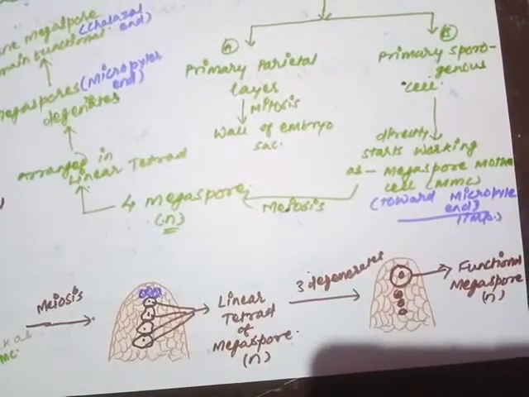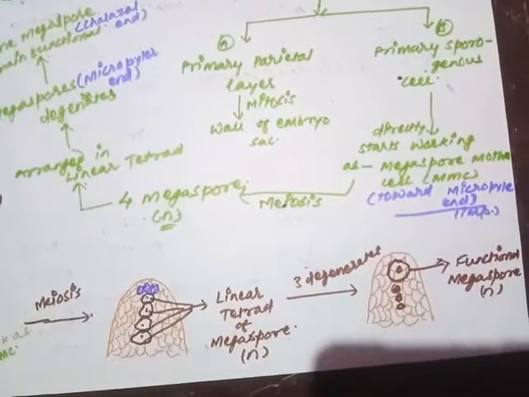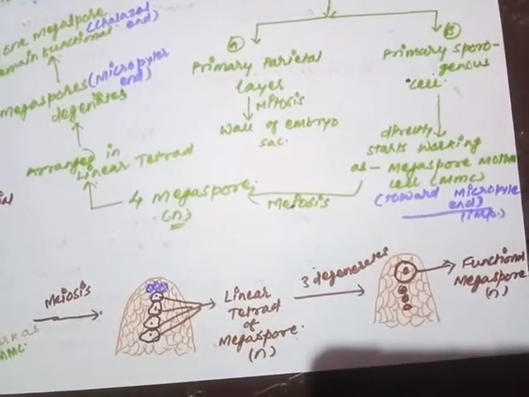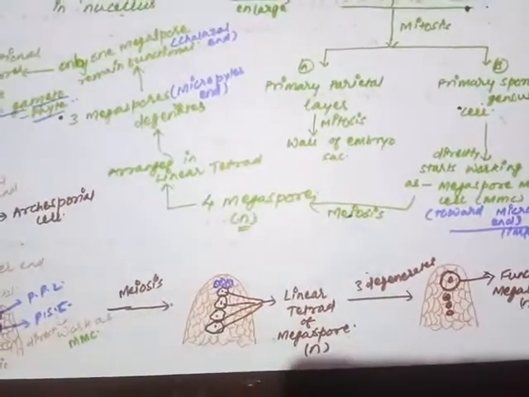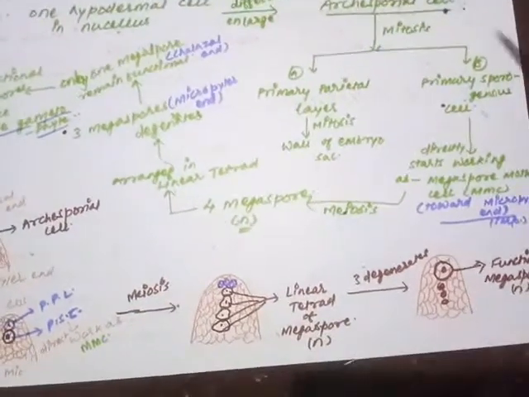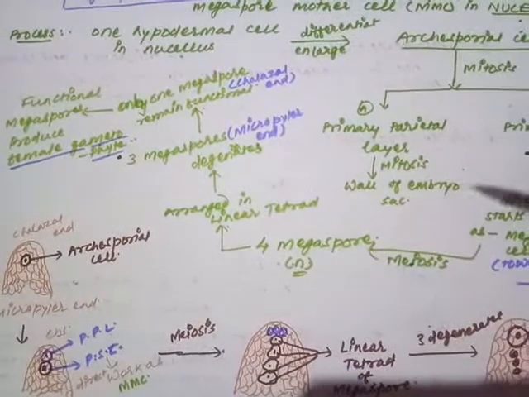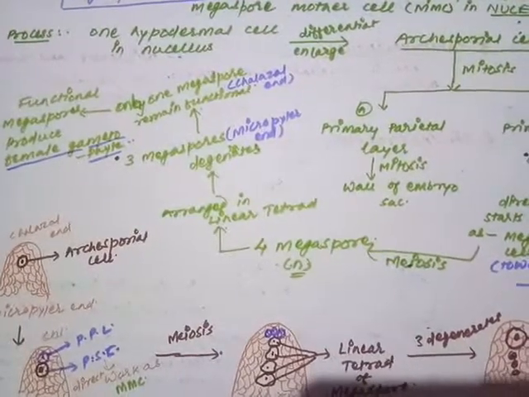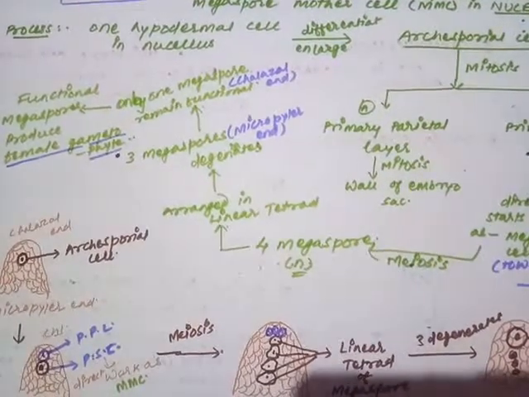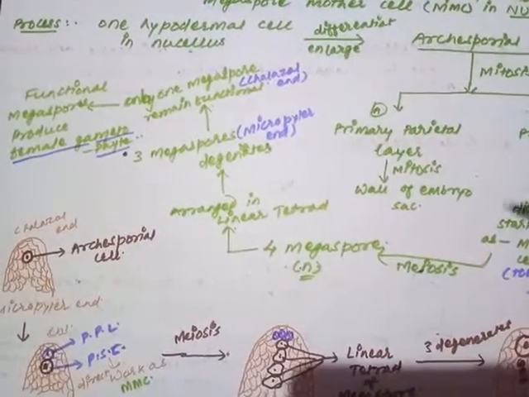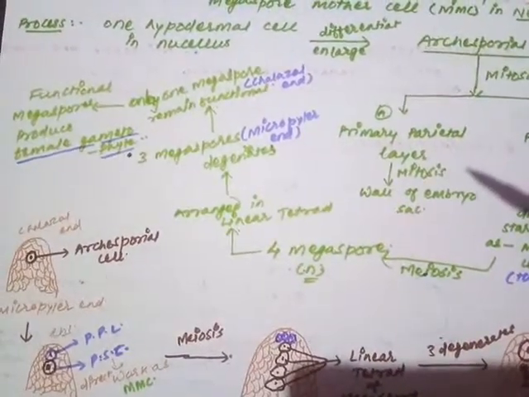So the primary sporogenous cell, which is lying toward the micropylar end, will start working directly as the megaspore mother cell. It will undergo the process of meiosis and form four haploid megaspores which are arranged in a linear tetrad. Finally, out of these four megaspores, three which are toward the micropyle get degenerated, and only one remains functional, which is lying toward the chalazial end.